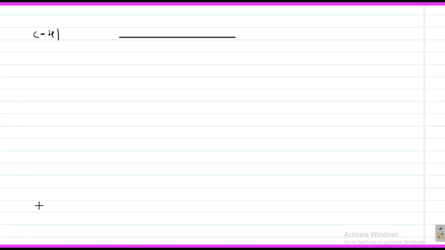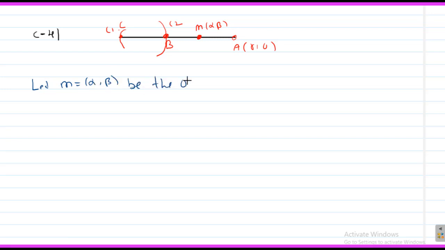Okay, students. This is a fixed point R1 comma 0. This is B, a variable point, we don't know, but it is on circle C2. This is variable point C, on circle C1. Leave it. We want to find the locus of midpoint of AB. Let it be M, that is alpha comma beta. Let M equal to alpha comma beta be one of the points on the required locus.